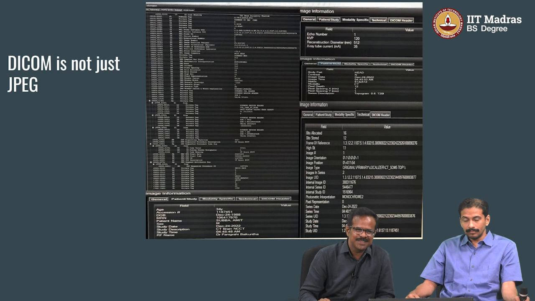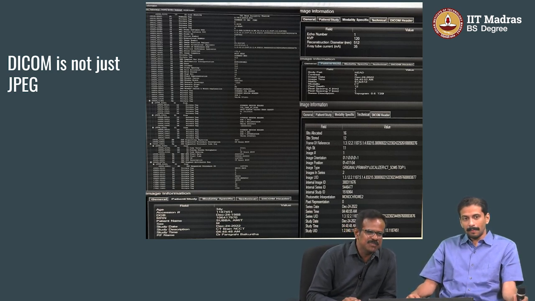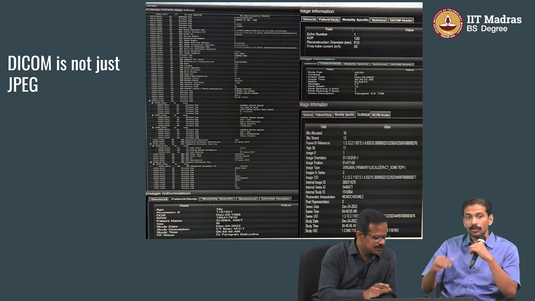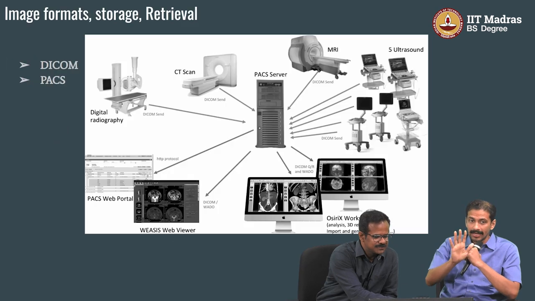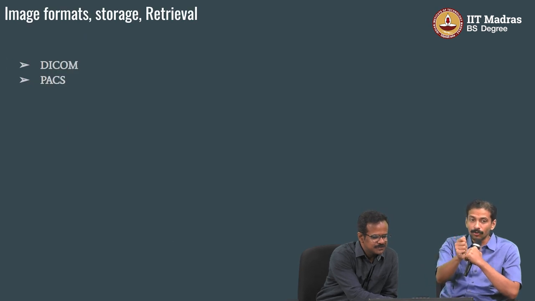Sir, give the images in JPEG. We can't give a medical image in JPEG. That may not be useful. You are losing a lot of information. Because if it is an X-ray, it is still okay because that's a single image which belongs to the patient.